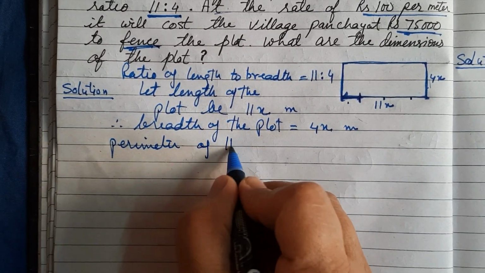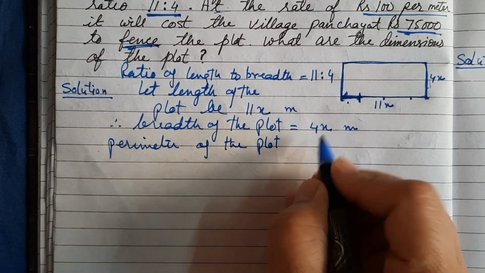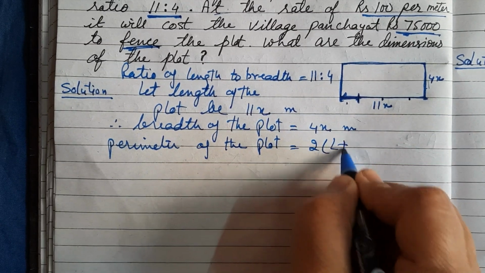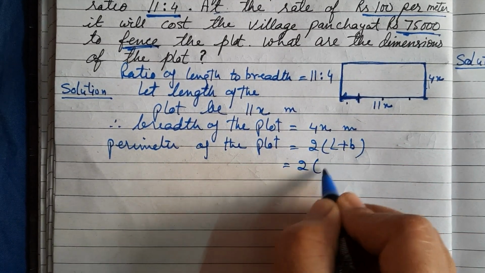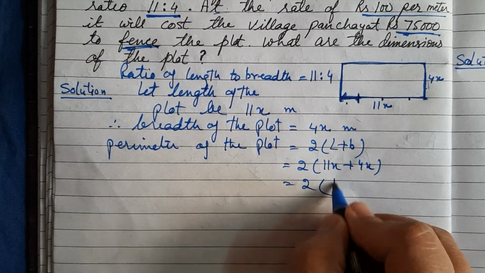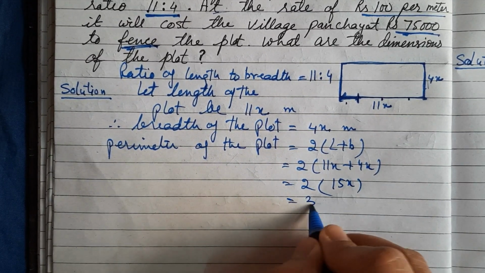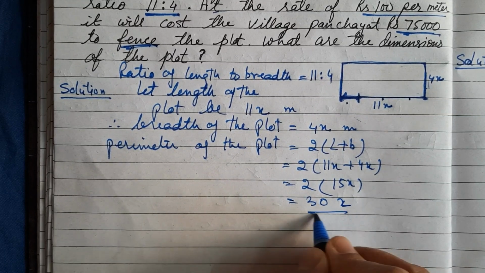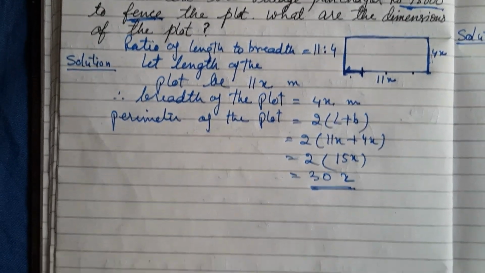Perimeter of the plot: 2 into (L plus B), 2 into (11x plus 4x), 2 into 15x, which is 30x. So this is the perimeter.